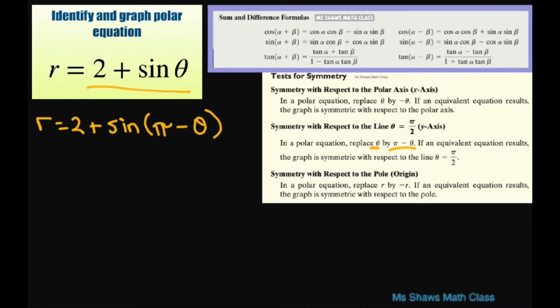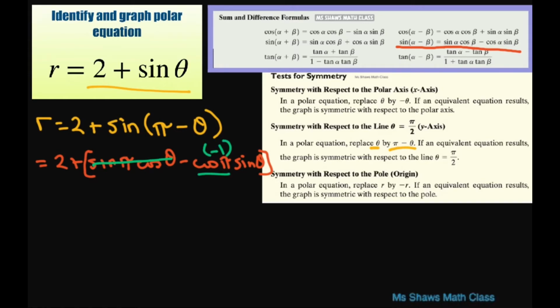This has our form right here for sum and difference formulas. So let's expand this as 2 plus sine of pi cosine of theta, minus cosine of pi sine of theta. All right. Sine of pi is 0, and cosine of pi is negative 1. Two negatives are going to make a positive, so you're going to get r equals 2 plus, this is negative 1, so it's going to be positive sine of theta. Since our equation is the same as the original, then that means yes, this equation is symmetric with the line theta equals pi divided by 2.